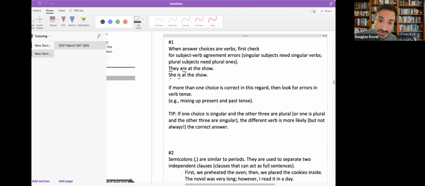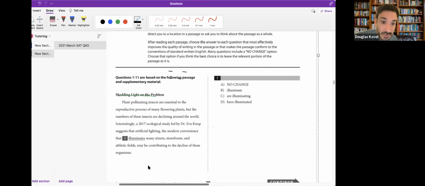But in this case, it's actually just going to be a simple subject-verb agreement matter. So what I want to do is figure out, okay, what's the subject that's actually doing the illuminating? Illuminating means to light up. In this case, it's pretty clear that the modern convenience is the thing that's illuminating many streets, and modern convenience refers to artificial lighting.